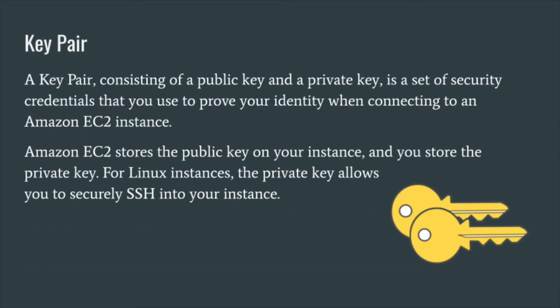A key pair, consisting of a public key and a private key, is a set of security credentials that you use to prove your identity when connecting to an Amazon EC2 instance. Amazon EC2 stores the public key on your instance, and you store the private key. For Linux instances, the private key allows you to securely SSH into your instance.